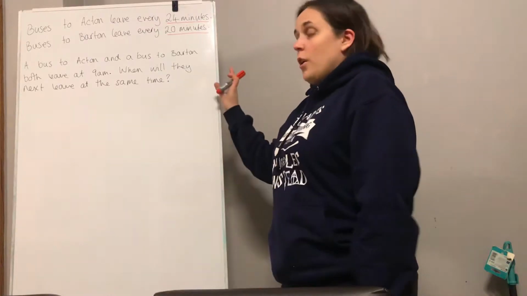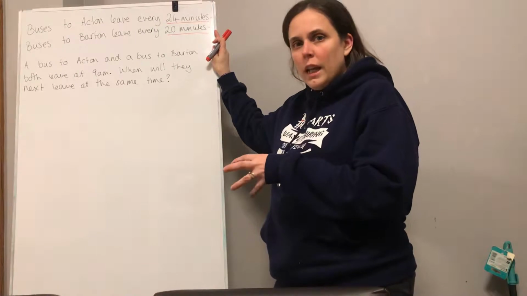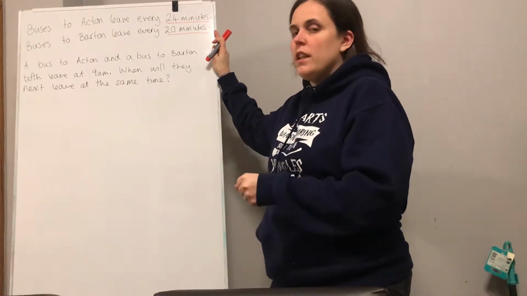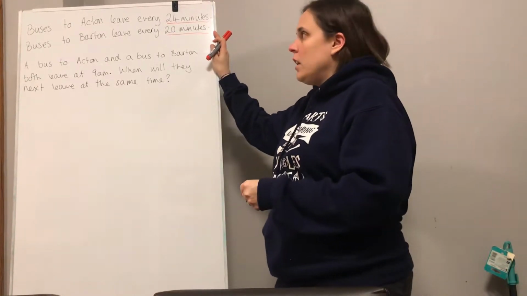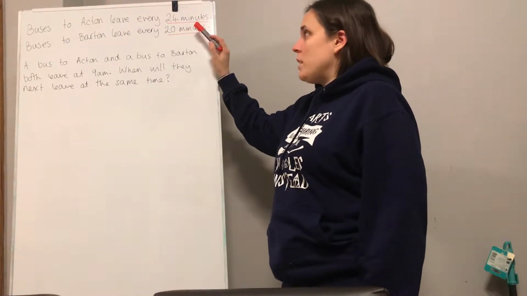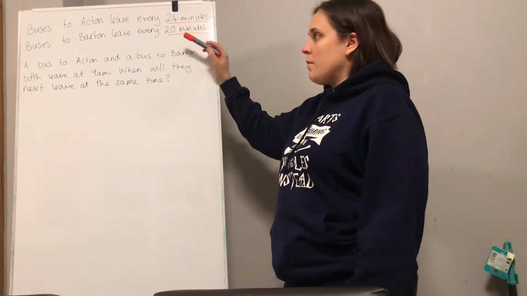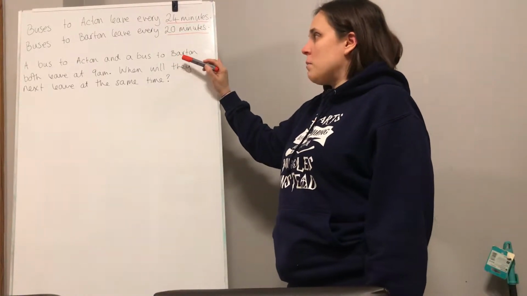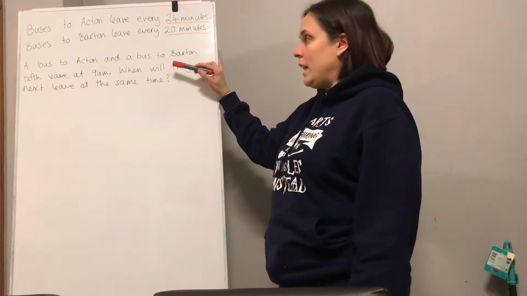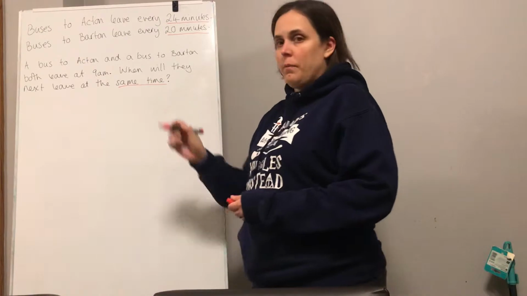Hi. So in this video I'm going to go through this question, which initially it's not clear what the topic is, but when you start to read it, it becomes a lot clearer. So if I just read through it first of all. Buses leave Acton every 24 minutes and buses to Barton leave every 20 minutes. A bus to Acton and a bus to Barton both leave at 9 AM. When will they next leave at the same time?